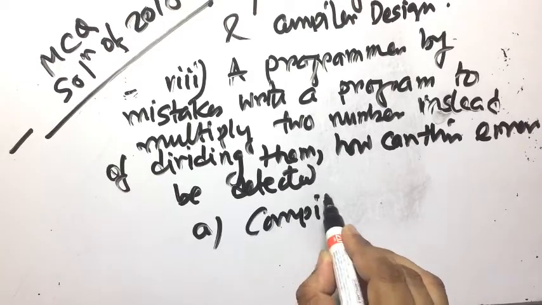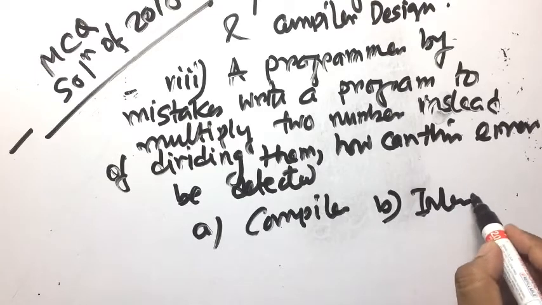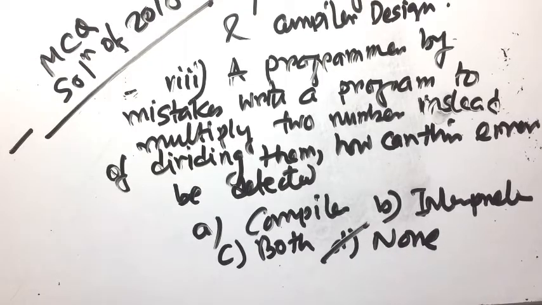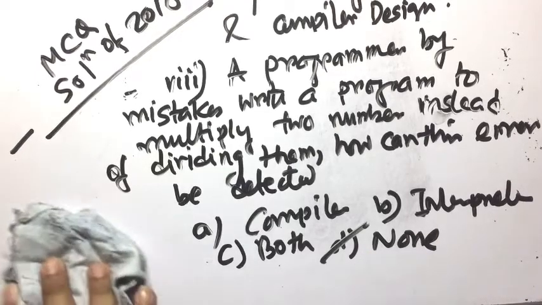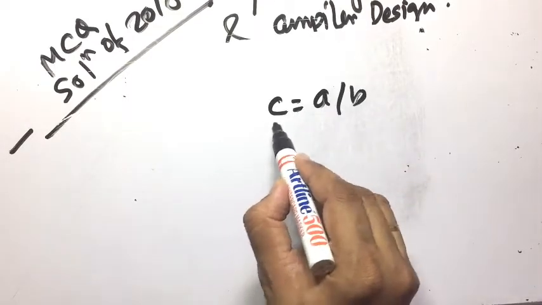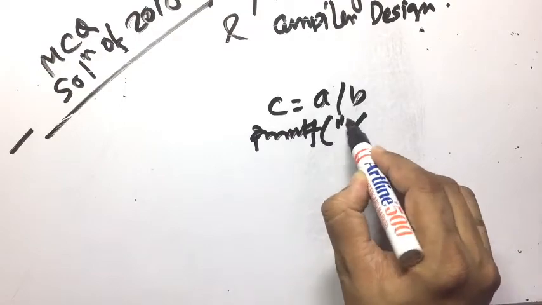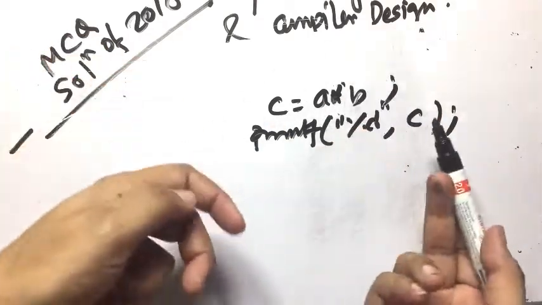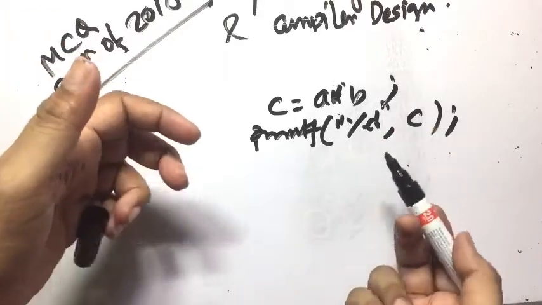Option A, compiler. Option B, interpreter. Option C, both. Option D, none. None is the answer. The program gives a = a / b, but the programmer multiplied. If it runs successfully, then it's okay, there is no error. Writing plus instead of division, or minus instead of plus, does not show any error. If I write c = a / b and print c, but write multiplication instead of division, and there is no syntax error, it will just take the two numbers and give the answer. So this is not a mistake or an error detected by the compiler.